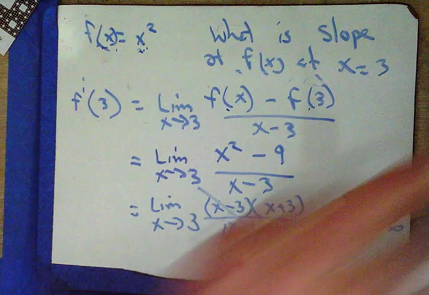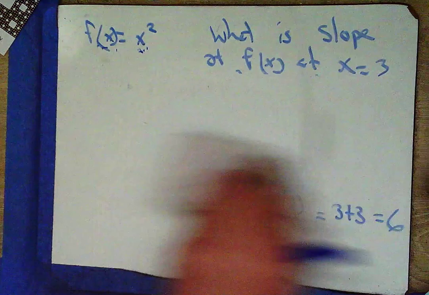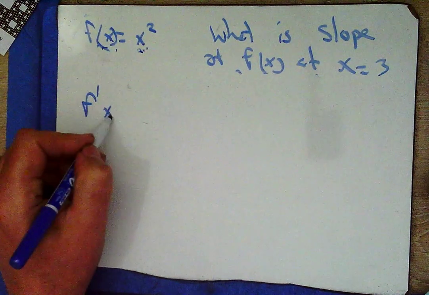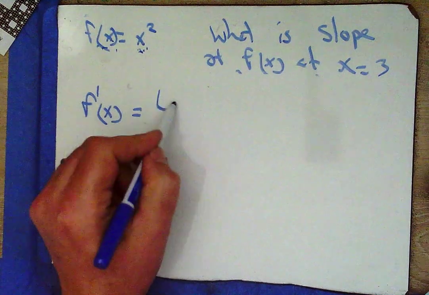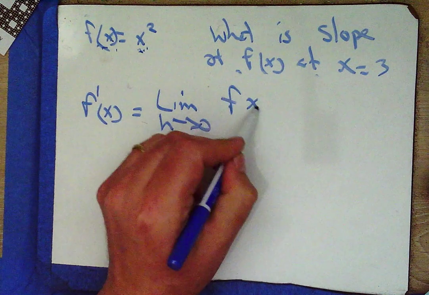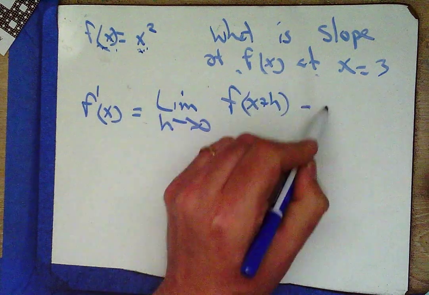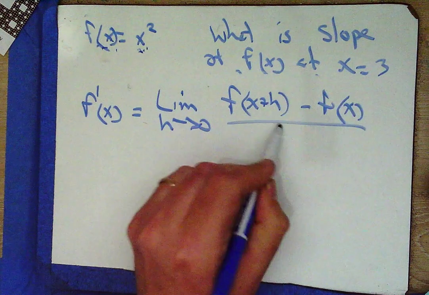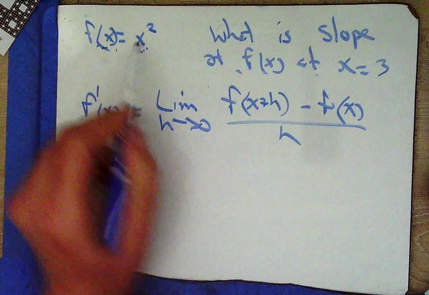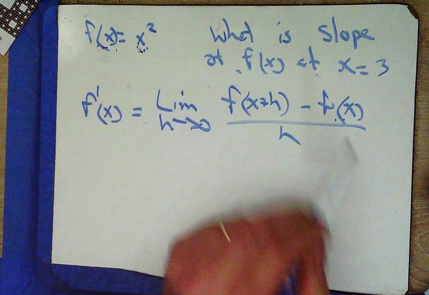But wait, what about using the general derivative? So if I'm finding the general derivative, I want to know what f prime of x is. And we said before that that would be the limit as h approaches 0 of f of x plus h minus f of x all over h. All right, so let's see what happens. F of x, no problem. I just plug my x squared in there.